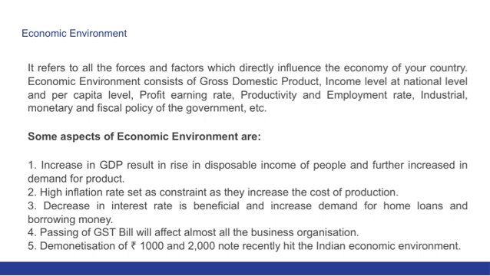For example, an increase in GDP typically leads to higher disposable income for people, which then boosts demand for products. However, high inflation rates can act as a constraint because they increase the cost of production, making goods and services more expensive. Lower interest rates are generally beneficial because they encourage borrowing, leading to increased demand for mortgages and loans.